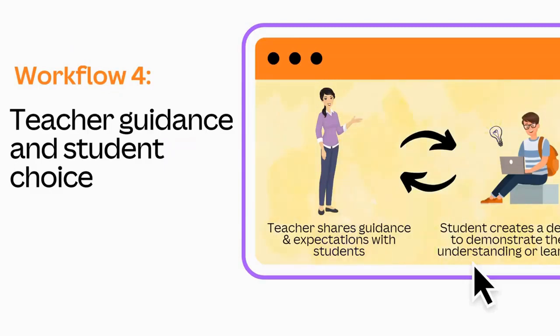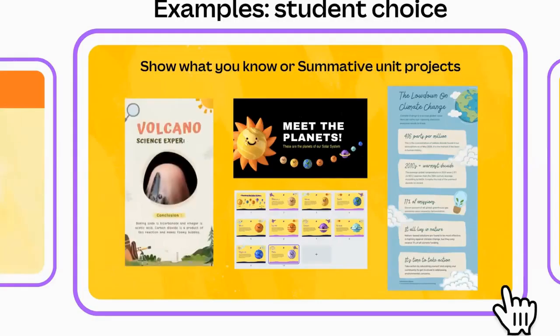We also have workflow option number 4, which is my favorite, and that's really when we've built up our class culture and students have more autonomy. We're giving the parameters as teachers, or guidance, but ultimately students are choosing how to demonstrate their learning. That might be a mobile video creation, presentation, or infographic. We're saying, this is your project. It's going to be either a summative unit project, or maybe it's a show what you know, but students are choosing how they want to demonstrate their learning.